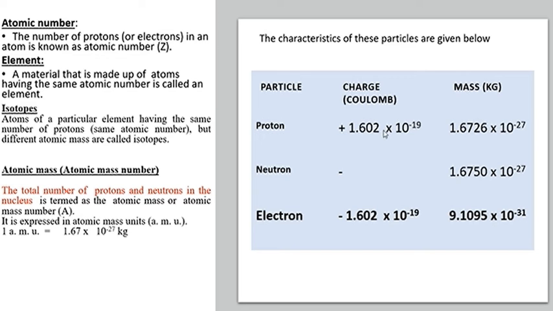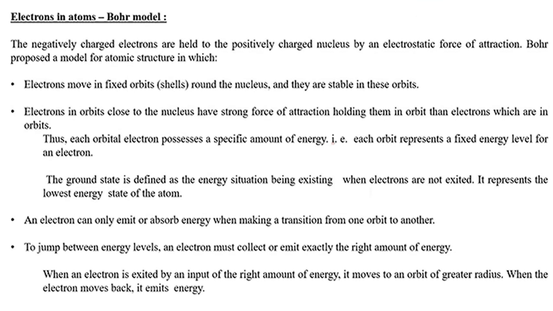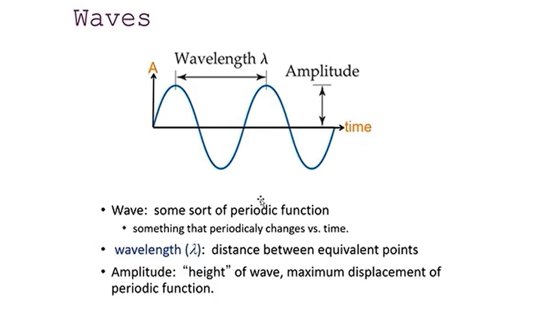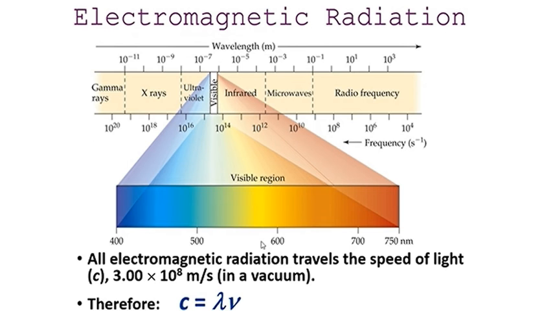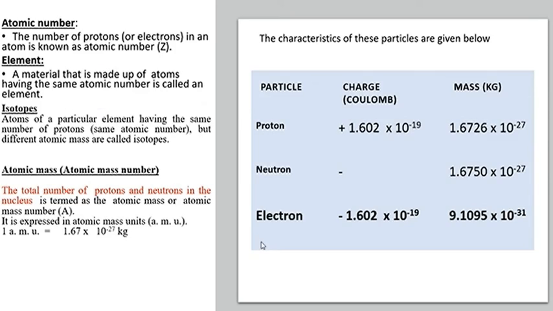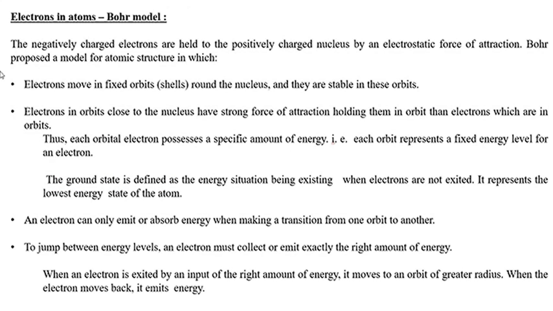That is the mass and the charge of our particle inside the nucleus, inside the atom. Then electrons in atoms. Now I discussed the models or concepts in the previous one. I think if you want to conclude on Bohr's model, that is Bohr's model. Now we need to discuss Bohr's model.